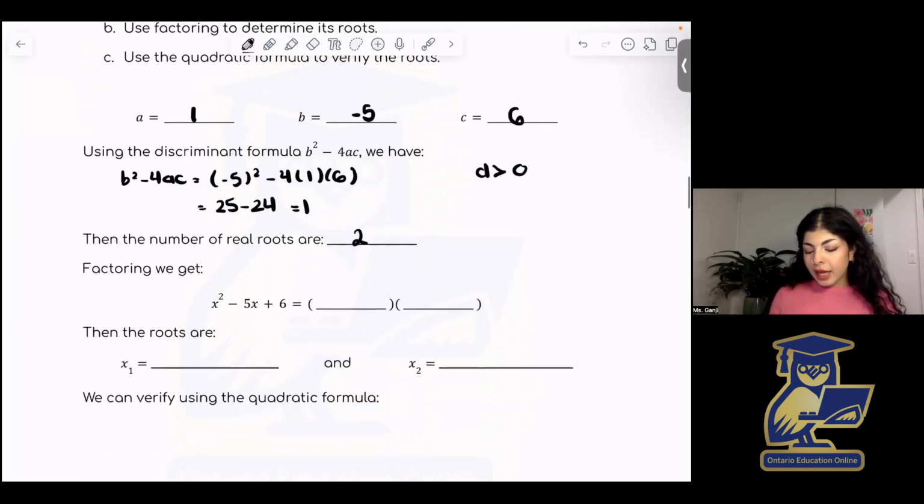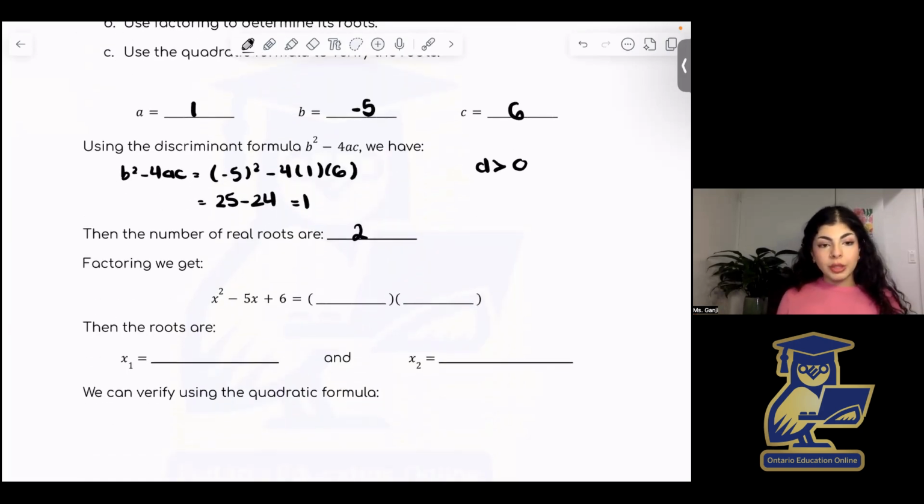Now, factoring, here you can try finding two numbers whose product is 6 and their sum is negative 5, and you'll find that it's x minus 2 times x minus 3. So then the real roots are 2 and 3. That's, again, from x minus 2 is equal to 0. For that to be true, we need x to be 2.